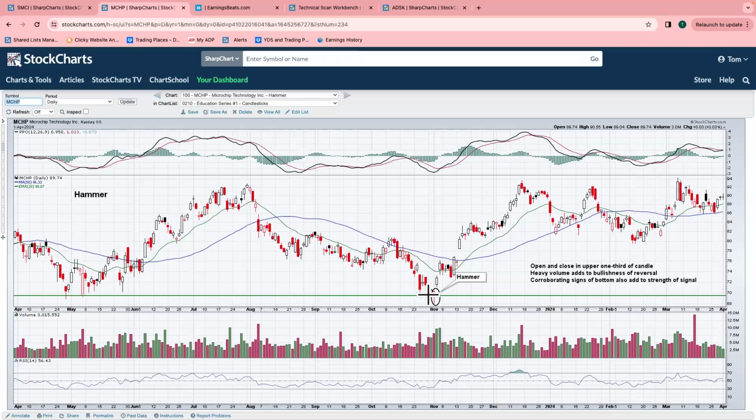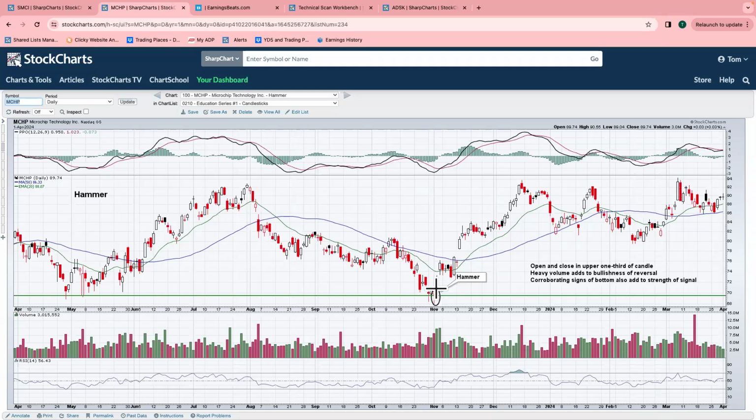If you're getting a hammer at support, a lot of times what happens is you get an intraday breakdown. Imagine what this candle looked like intraday when it was trading down at $68 here. It would have been a big red filled candle. It would have looked so bearish, like you're breaking down below all these prior lows. This would not have been good at all.